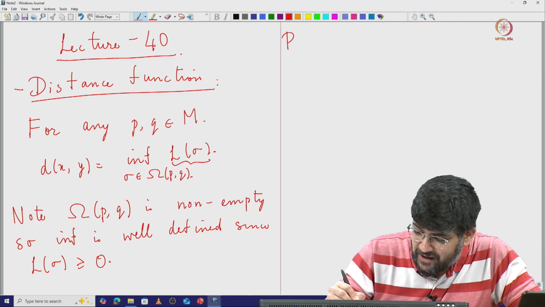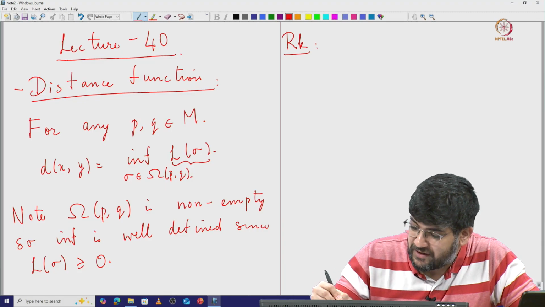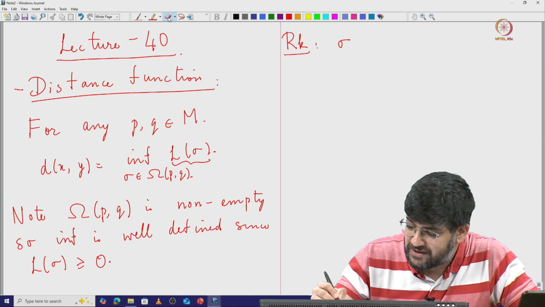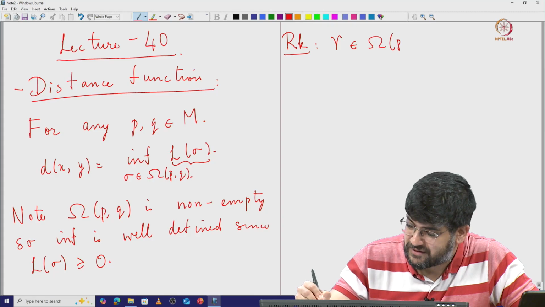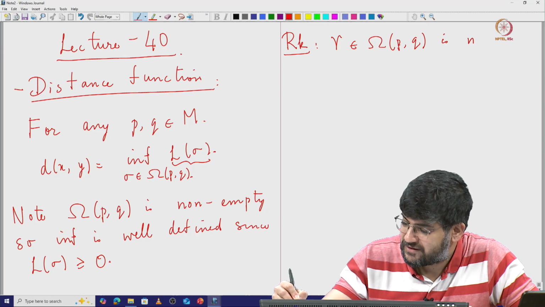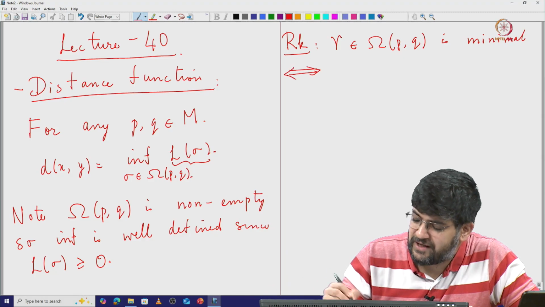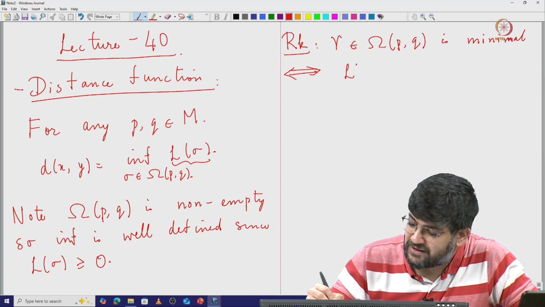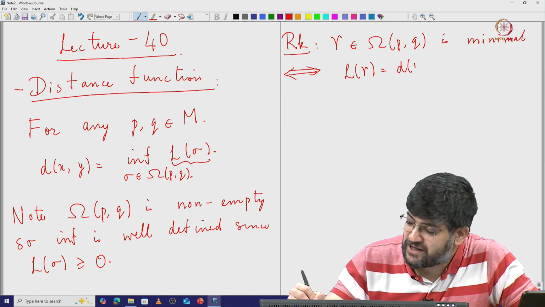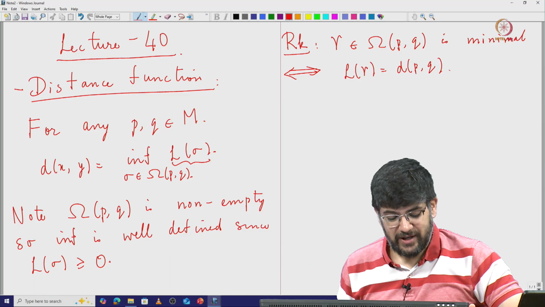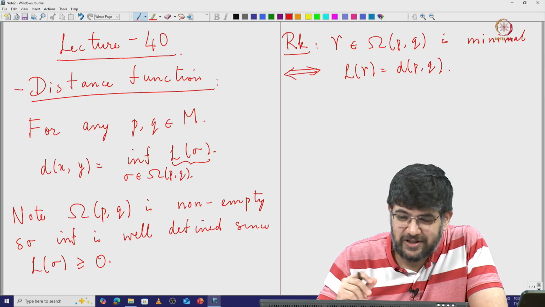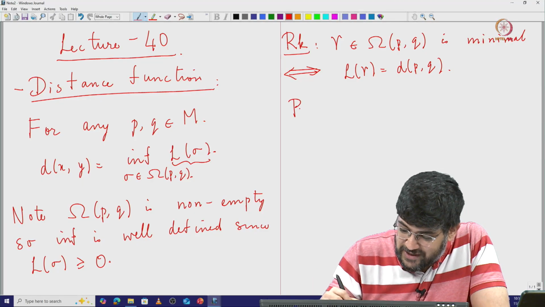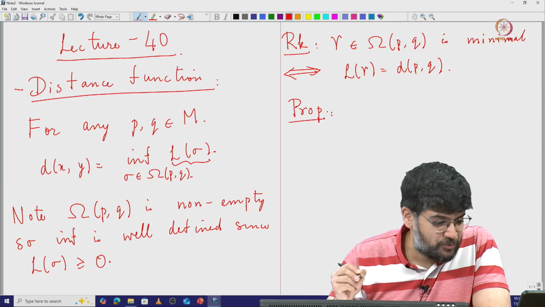Okay, and then a remark is that a curve gamma is minimal if and only if the length of gamma is equal to this d of p comma q. Okay. So, our goal is to actually show that this D defines a metric space structure on M. So, that is the next proposition.